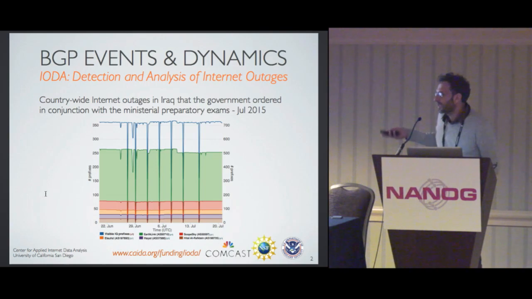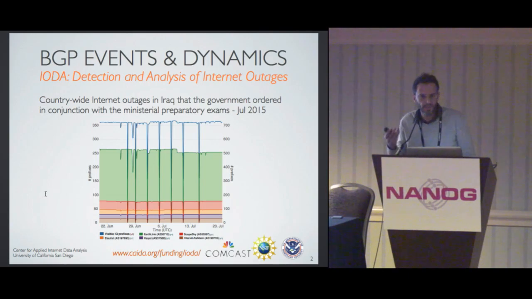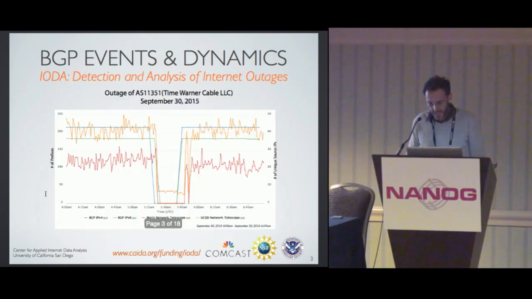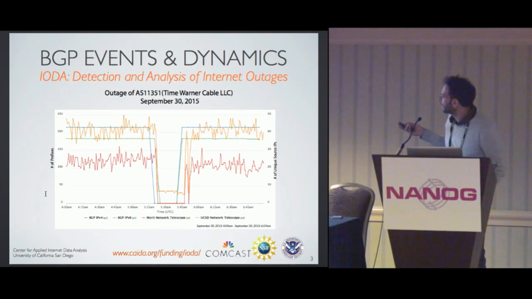And so when you see the line dropping down, it means basically that in practice, Iraq was disconnected. And the other color graphs that you see stacked represent the 5 top operators in Iraq, the same type of information for the 5 top operators. This other graph shows an outage of about 30 minutes of Time Warner cable a few months ago.